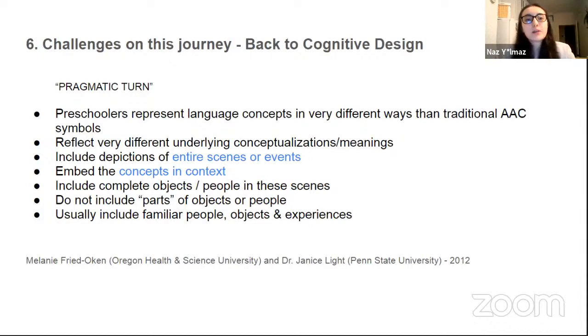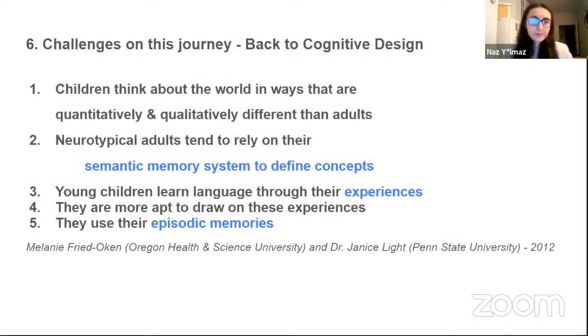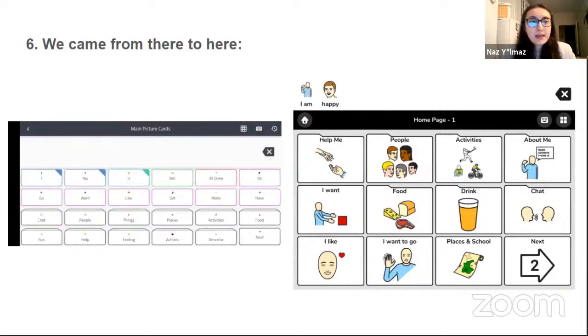So we are seeing the pragmatic turn in these concepts, symbols, and AAC design, like in cognitive science. Children think about the world in ways that are quantitatively and qualitatively different than adults. Neurotypical adults tend to rely on their semantic memory system to define concepts, but young children learn language through their experiences. They are more apt to draw on these experiences, and they use their episodic memories for the concepts. And we came from there to here.